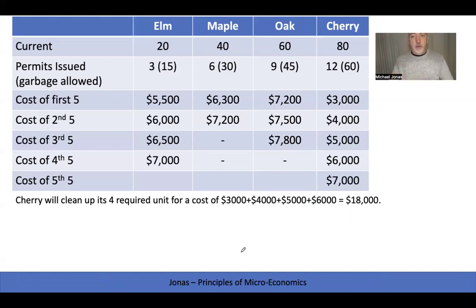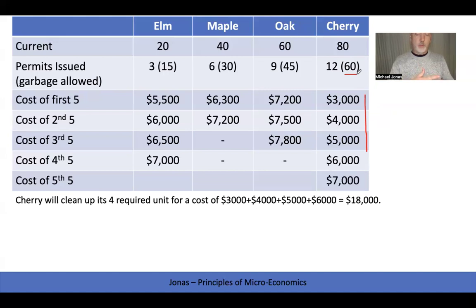Let's switch to the other low-cost firm on the right, Cherry. And again, at the beginning, it has to bring its pollution down from 80 to 60, right? So it's going to need to clean up those first 4 groups of 5 to bring it into compliance.